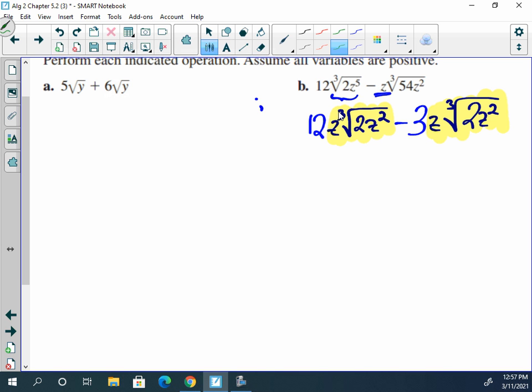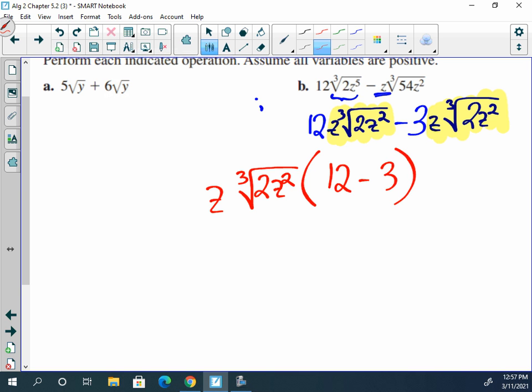What would this be? Well, not quite. Because what do they both have in common? They have the z and then the cubed root of 2z squared, yes? So, since this is in common in both, if we use kind of greatest common factor and I factor this out, well, if I factor it out of the first term, I'm left with 12, yes? What's left in the other expression? Negative 3 minus 3, yes?